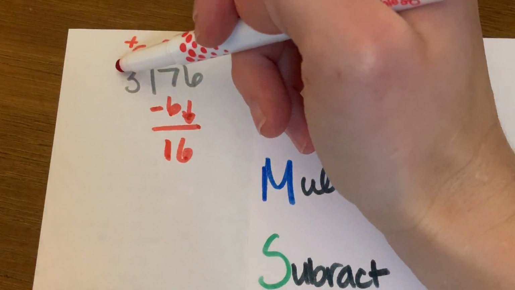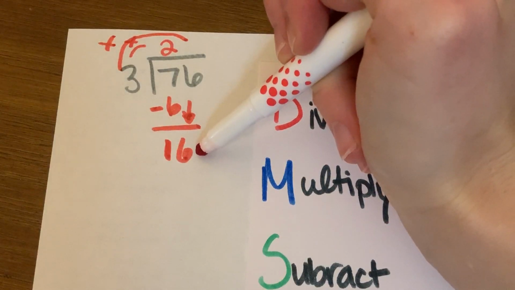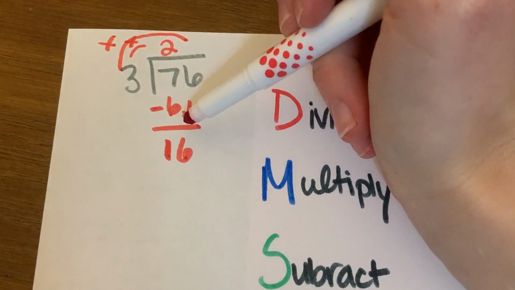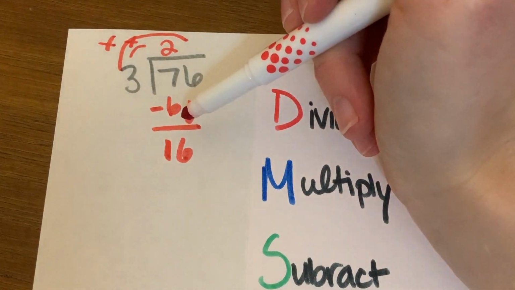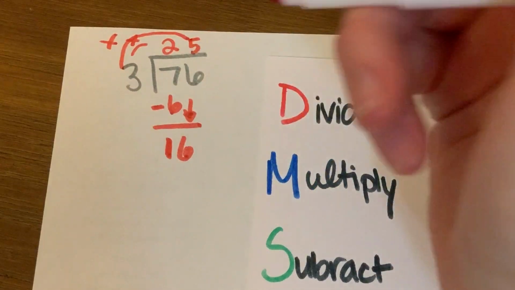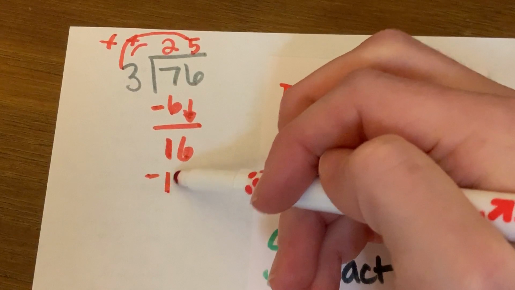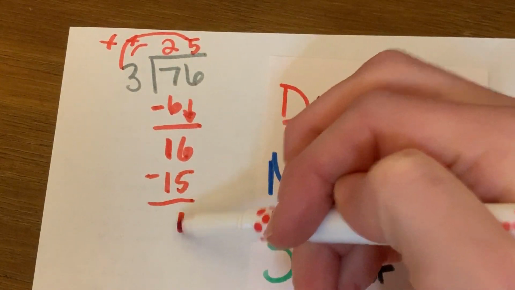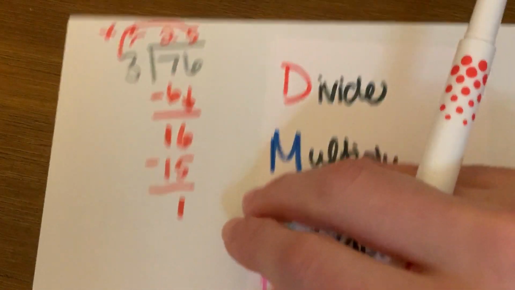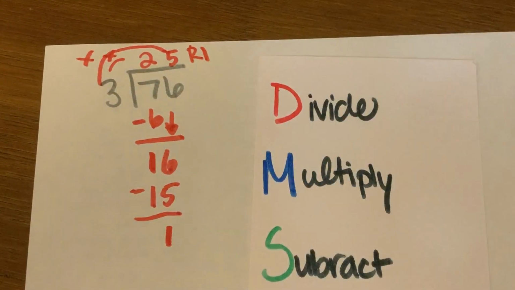So now we're asking ourselves, 3 times what equals 16? That's what we're asking ourselves. 3 times what gives us 16? So 3 times 5 gives me 15. That's really close. So I'm gonna put a 5 here. I'm going to subtract 15. And I have 1. There's nothing left to bring down, and there's nothing to repeat, so I do have a remainder of 1, okay?